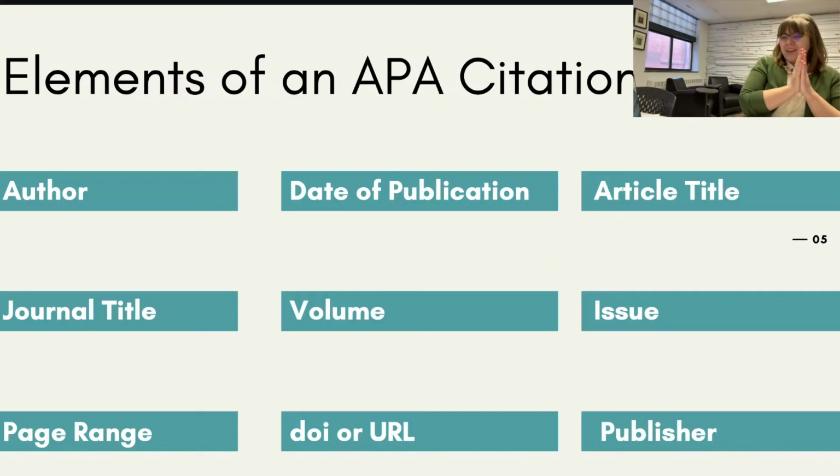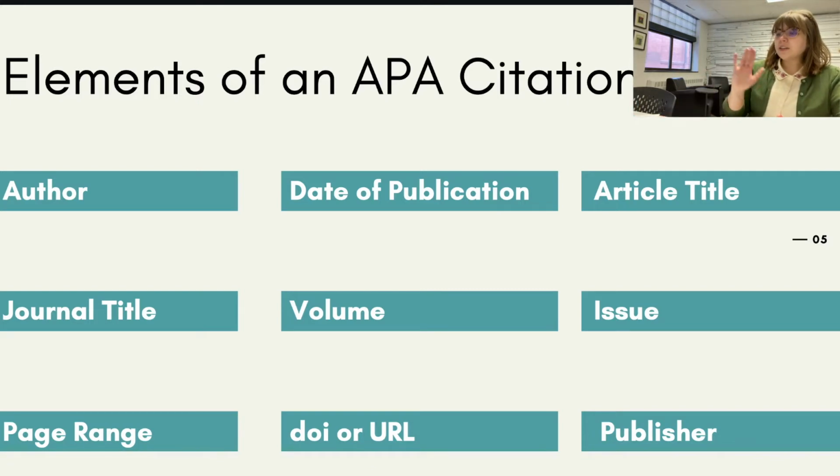So here on the screen are the main elements of an APA citation. These are also the main elements of citations of every style. And most of them are very self-explanatory. So you have things like author, publisher, publication date, URL. But I do want to highlight a couple things from this list here.